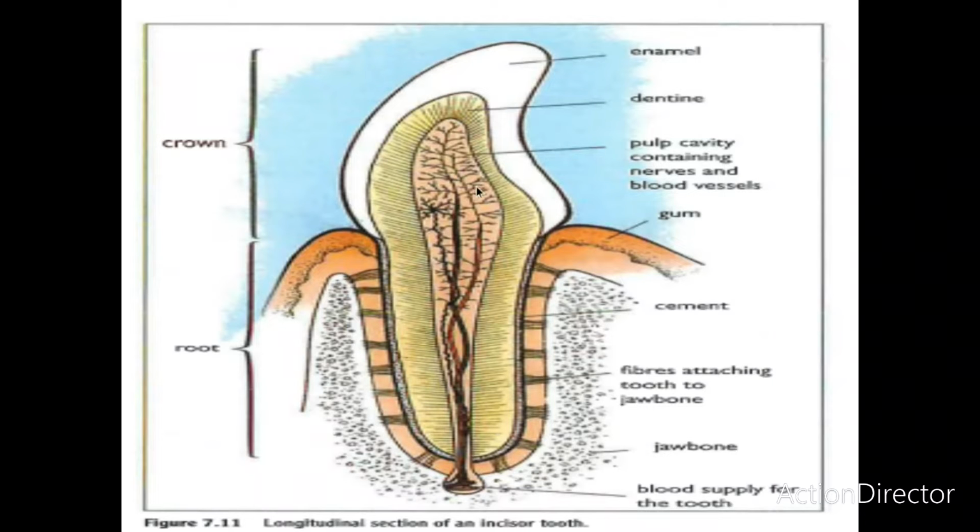So this is the structure of an incisor tooth, and the white layer or the outside layer is called the enamel, and under the enamel we can see another layer that is called the dentine. The dentine looks like bone, but it is not as hard as the enamel. And under the dentine we can see the pulp cavity, and the pulp cavity contains nerves and blood vessels. The blood vessels bring oxygen and nutrients to the tooth. This is the gum, and these are fibers which attach the tooth to the jawbone.